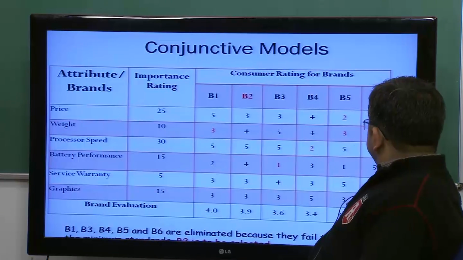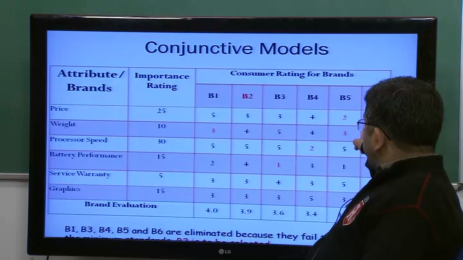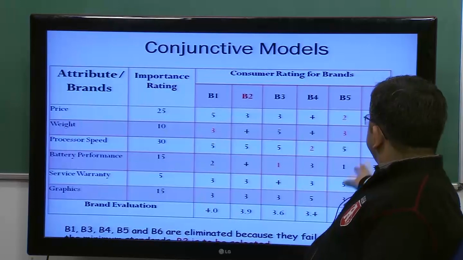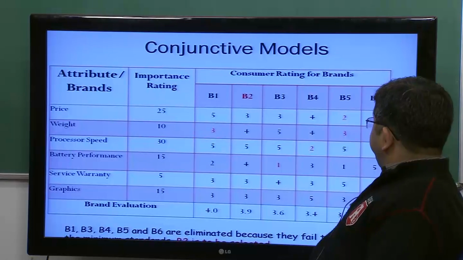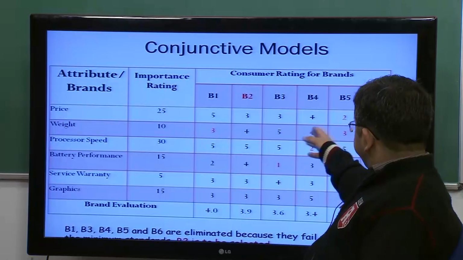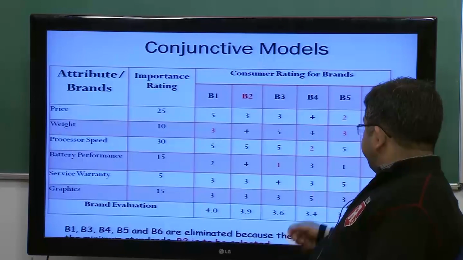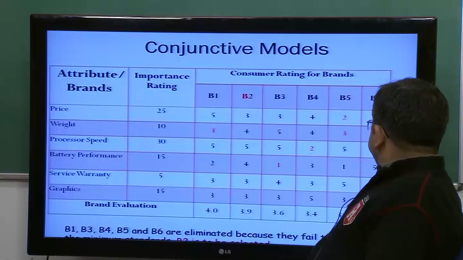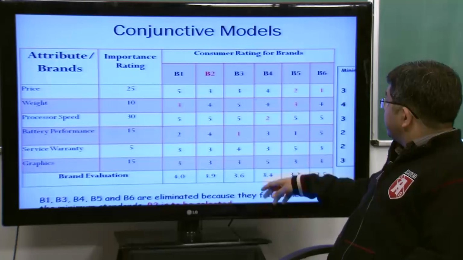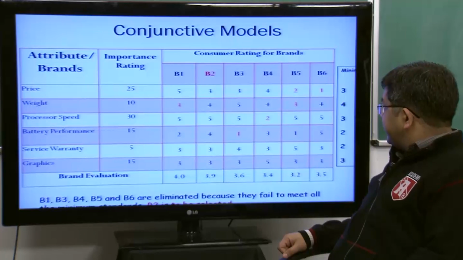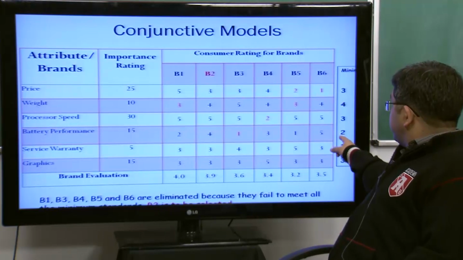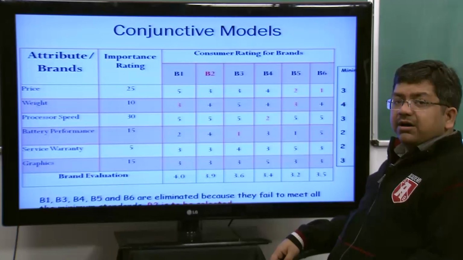So, here because that minimum cutoff is 3, brand 5 and brand 6 are eliminated. Similarly, if you look at the weight, the minimum cutoff is 4, and you see B1 and B5 are eliminated. Then we take the criterion processor speed, the minimum cutoff is 3, so B4 is eliminated here, and then when we take battery performance, you see B3 is eliminated.